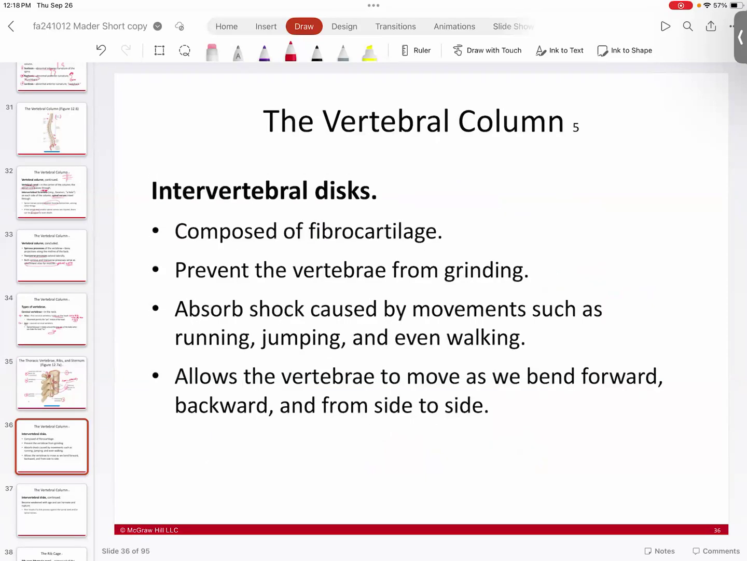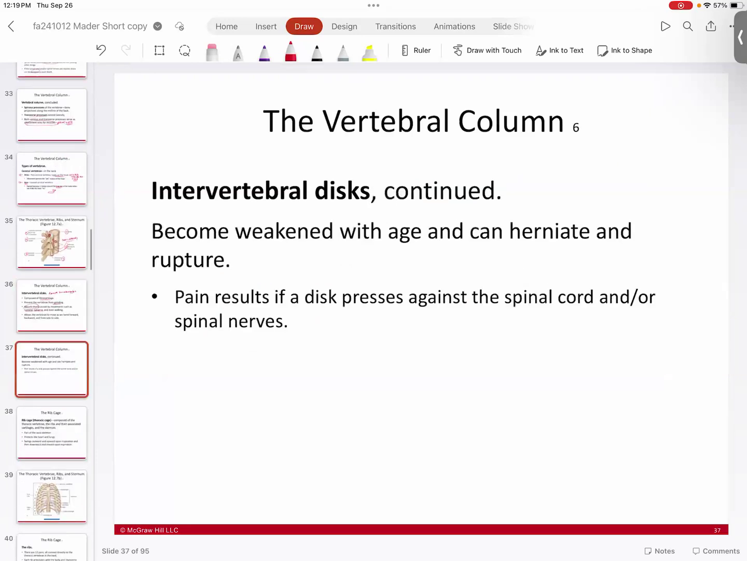Okay, now the discs, right? The stuff that's in between the vertebrae. These are going to be your fibrocartilage plugs. These prevent the vertebrae from grinding bone on bone. They're purely for shock absorption, like we talked about earlier. So when you jump or you move, you're not going to have that vertebra on vertebra bone grinding, which would be incredibly painful. This allows us to have comfortable movement. We can bend forward, backward, side to side without having bone on bone contact. And so those are important.